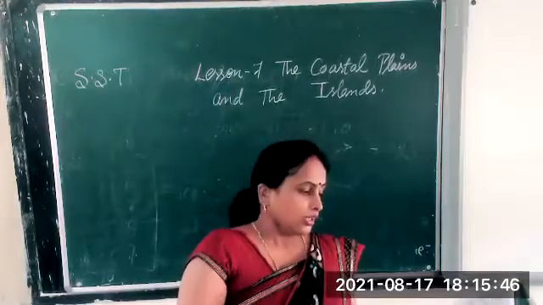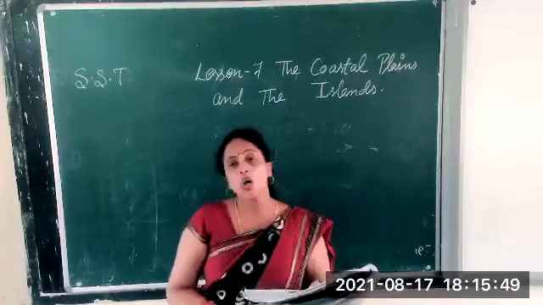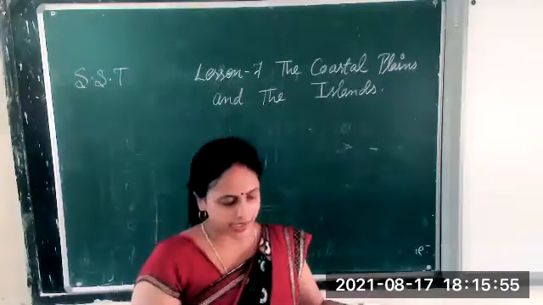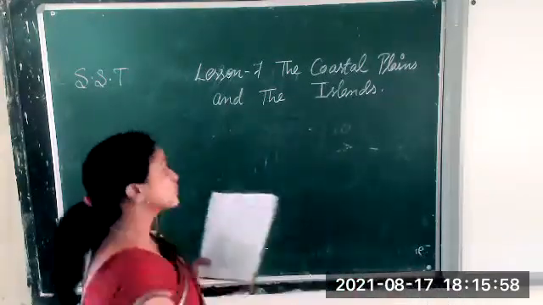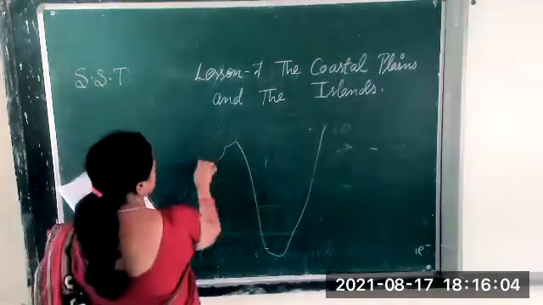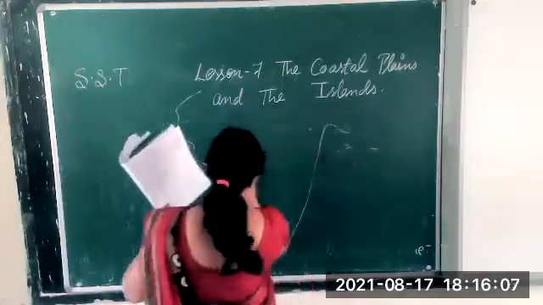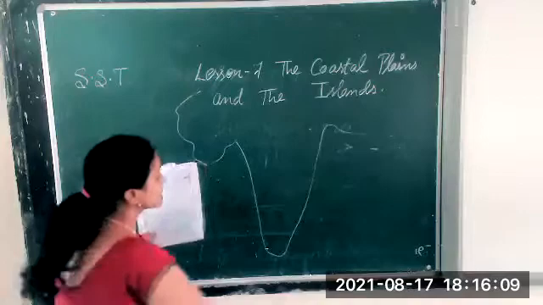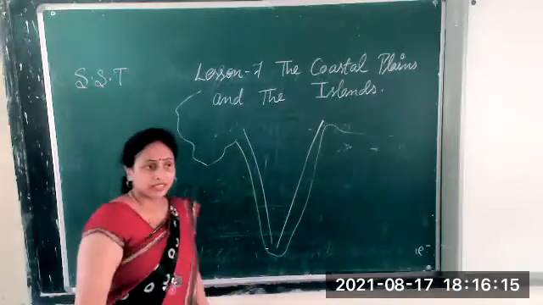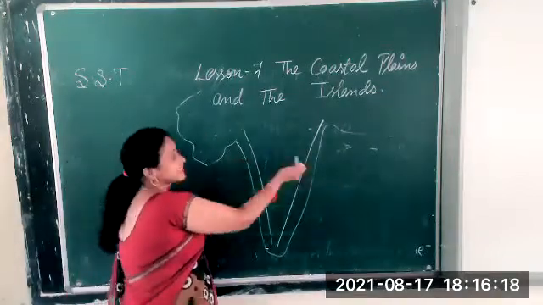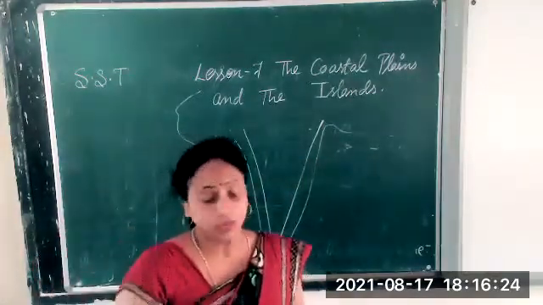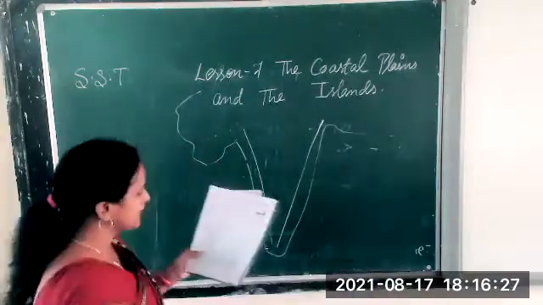Clear? Now, the Konkan coast is rich in oil deposits. Tell me where the Konkan coast lies. See, this is the coastal area. This is the Western Ghats, and this is the Eastern Ghats. Now, where does the Konkan coast lie? It lies along the Western Ghats.